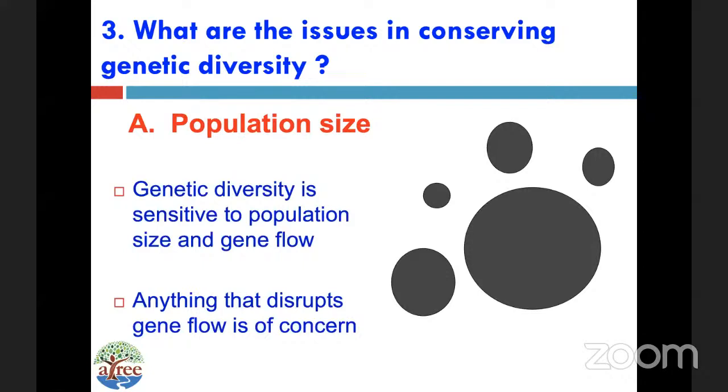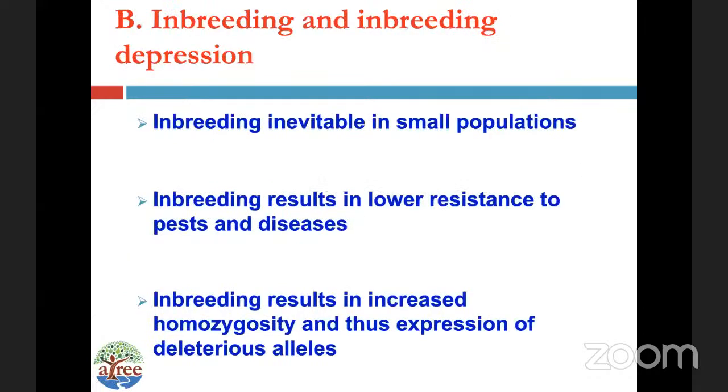If you look at the issues in conserving genetic diversity, one of the main things that impacts genetic diversity is the population size. Genetic diversity is very, very sensitive to population size. Anything that disrupts gene flow, or the interaction between populations, can lead to lower genetic diversity. And if there is no movement between populations and they become isolated, then inbreeding happens.